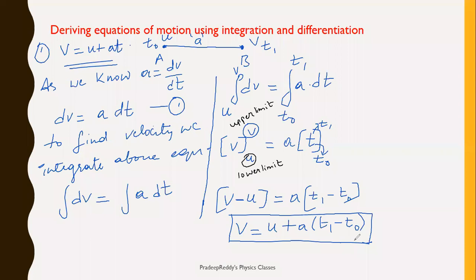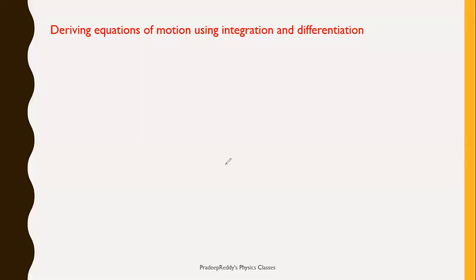And this is a very, very important way of deriving equations of motion. We have already derived equation 1 for non-uniform motion, and now we will derive equation 2 for non-uniform motion. So we already know the equation of motion, s is equal to ut plus half at square. This is applicable only for uniform acceleration. Now we will use integration and differentiation, and we'll derive the same equation which is applicable for non-uniform acceleration also.